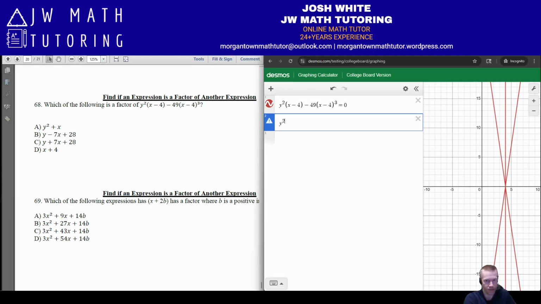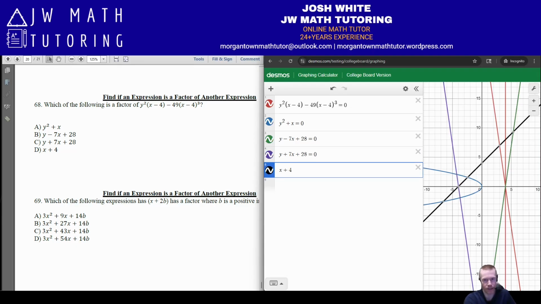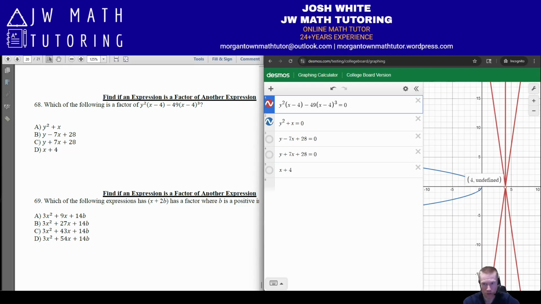So what I'm going to do is type each of these. Again, they're not going to graph. You're going to have to do equals 0. Then what we're going to look for is which of these has the same x-intercept, in other words crosses the x-axis at the same point that the original function does. So let's get rid of these and look at them one at a time. Okay. Notice the only x-intercept value here is at 4. This blue one's not going through it, so that's out. Next one.